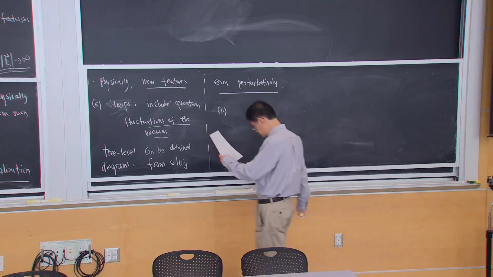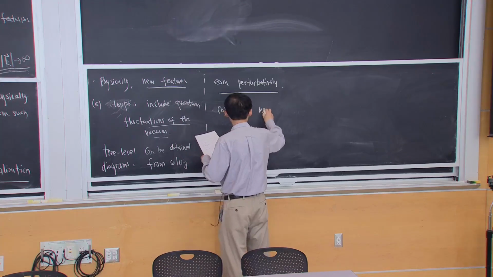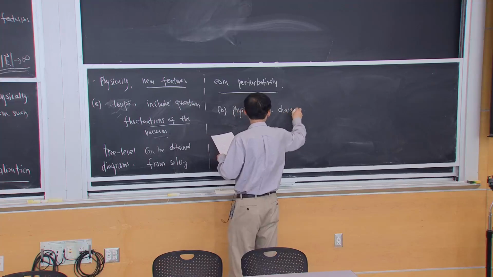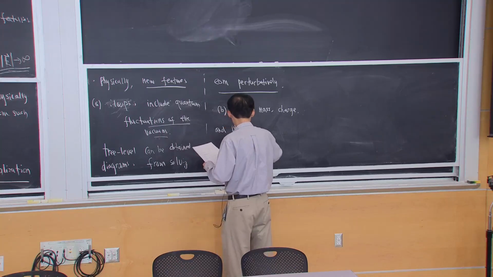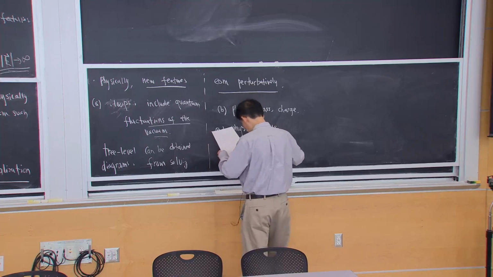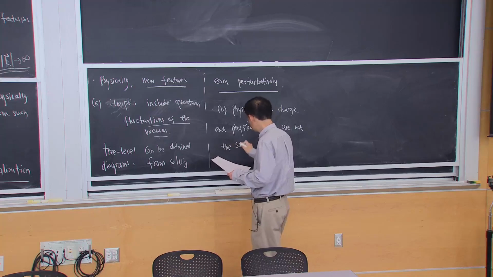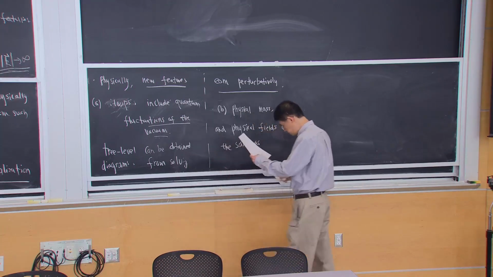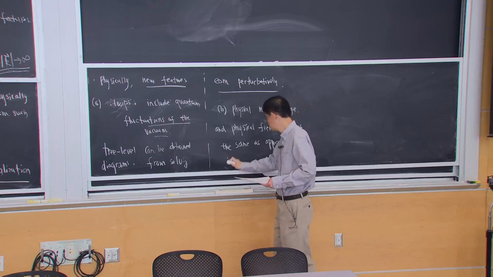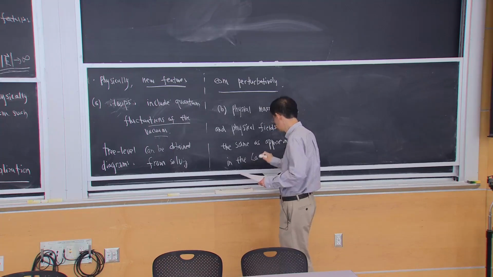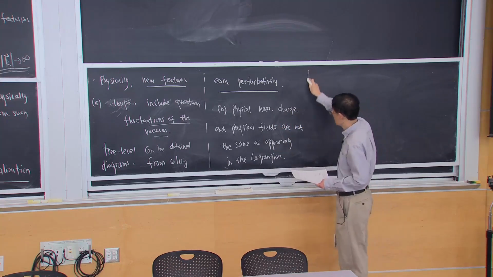The second feature is very important: the physical mass, charge, and the physical fields are not the same as those appearing in the Lagrangian. Let me elaborate what this means.